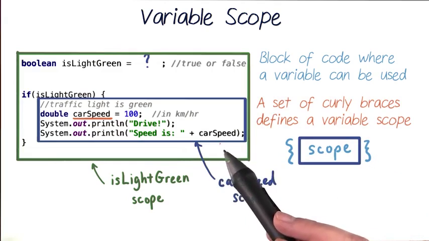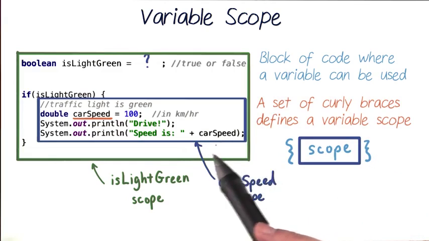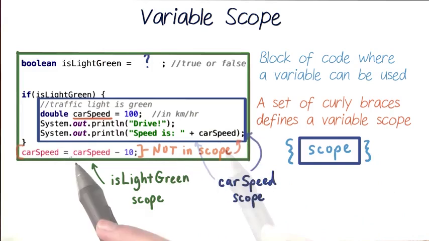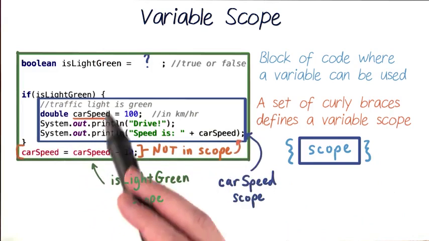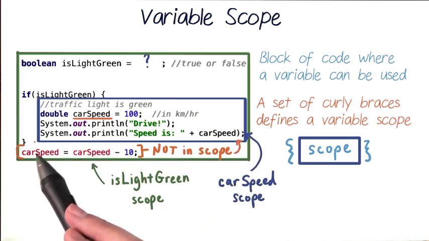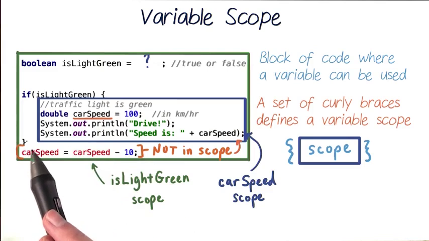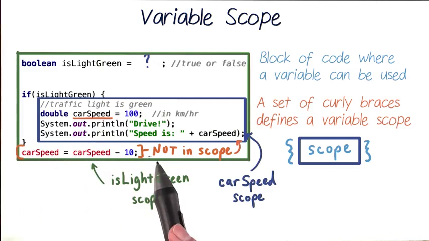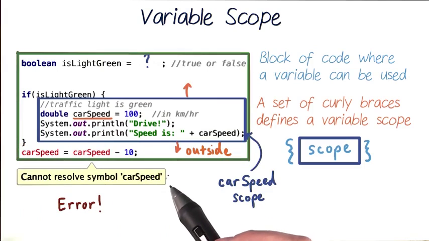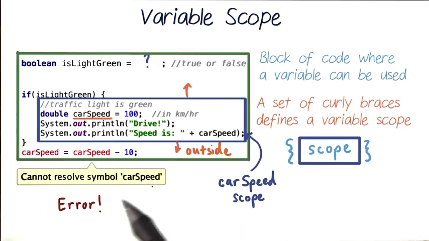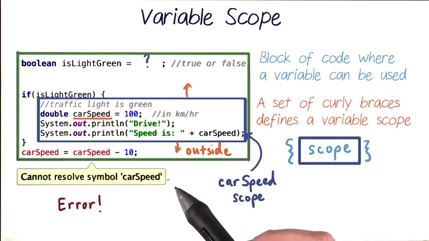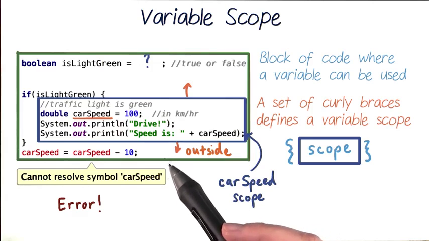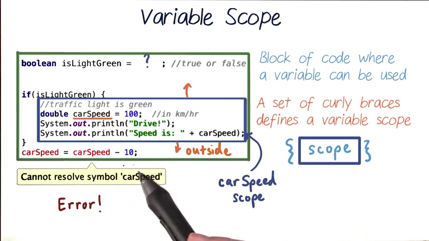So inside this scope, we can use the variable carSpeed, and we are by printing it out. But if we try to refer to that variable outside of these curly braces, we can't. Like if after the last curly brace of our if statement, we try to reduce our carSpeed by 10. This will actually cause your computer to generate an error message. And that looks something like this: cannot resolve symbol carSpeed. And we'll learn more about errors later. But just know that this will cause an error because our program can't access the variable carSpeed outside of its scope.